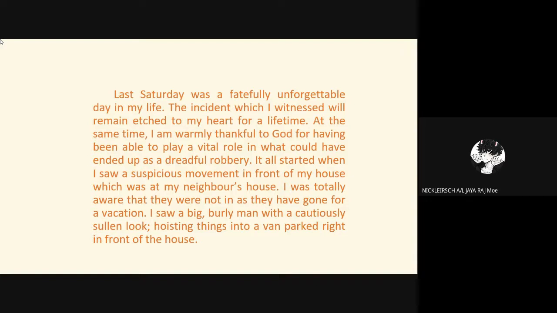It all started when I saw a suspicious movement in front of my house, which was at my neighbor's house. I was totally aware that they were not in as they have gone for vacation. I saw a big, burly man with a cautiously sullen look, hoisting things into a van parked right in front of the house.